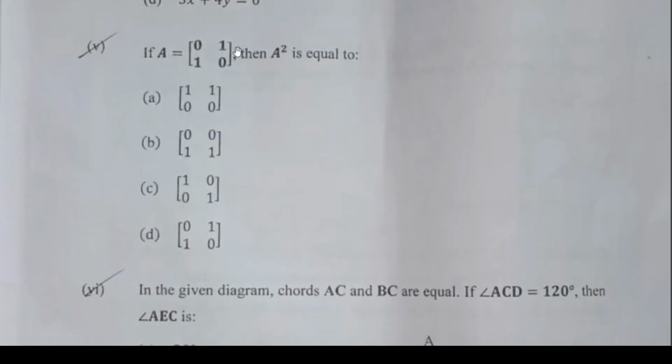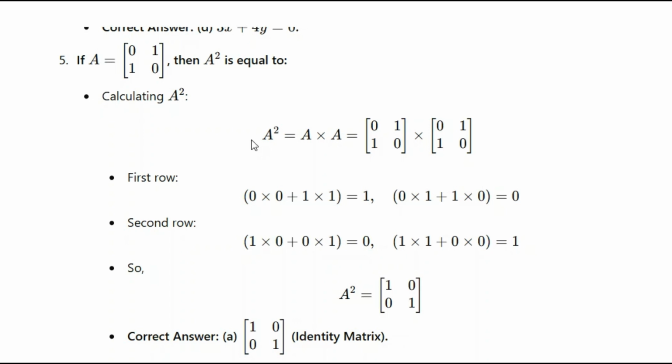A equal to the matrix 0, 1, 1, 0. Find a square. A square means multiply this one, a into a. This is your first row into first column. First row means 0 into 0 plus 1 into 1. So 0 into 0 plus 1 into 1 is your 1.